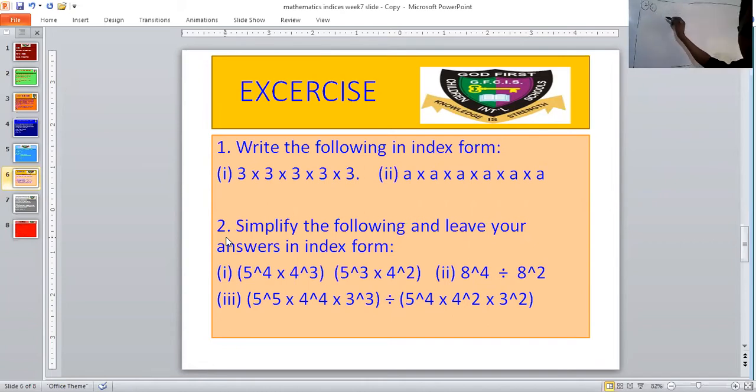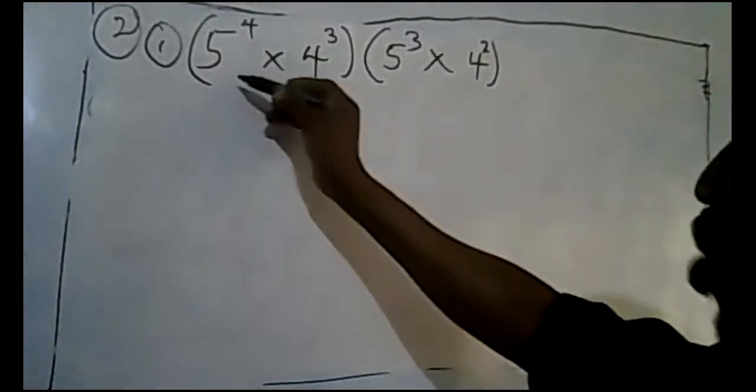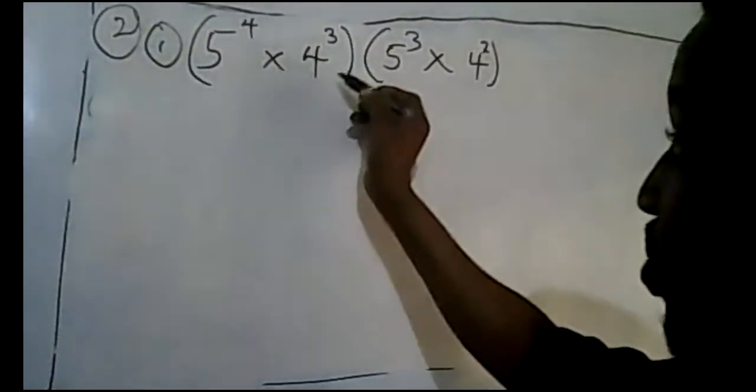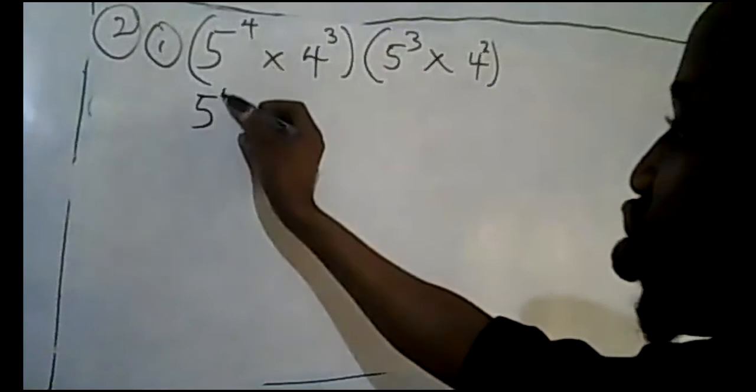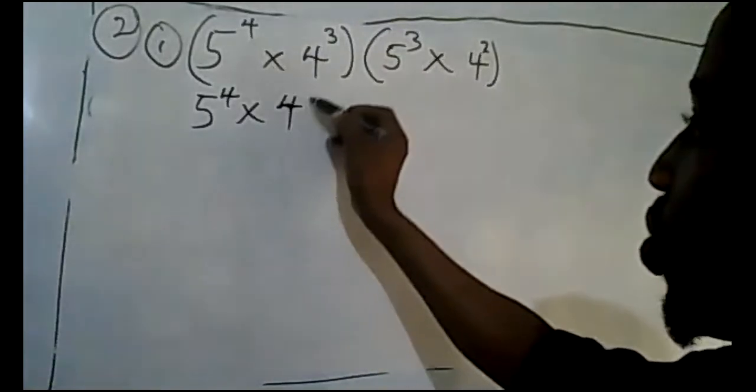So number 2, I says 5 raised to power 4 times 4 raised to power 3. Another bracket, 5 raised to power 3 times 4 raised to power 2. Yes, very simple, okay? Now, see how I'm going to do this. Write out these without the brackets. So, you have 5 raised to power 4 times 4 raised to power 3.